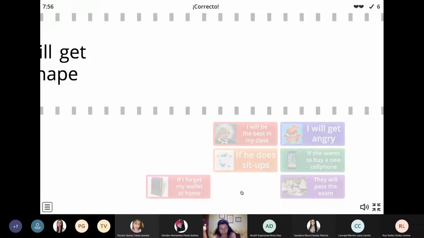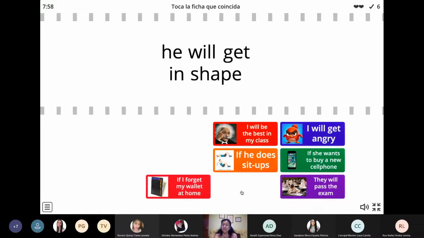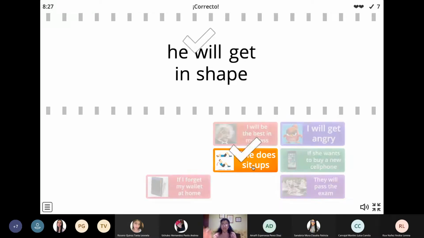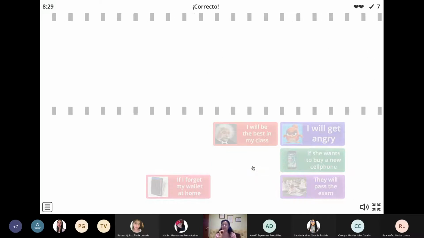Drinking and then drunk. He will get in shape. Remember, shape means good physical appearance. In shape means en forma. If he does sit-ups. Sit-ups son las famosas abdominales. Muy bien, precioso. If he does sit-ups. Very good. Next one.